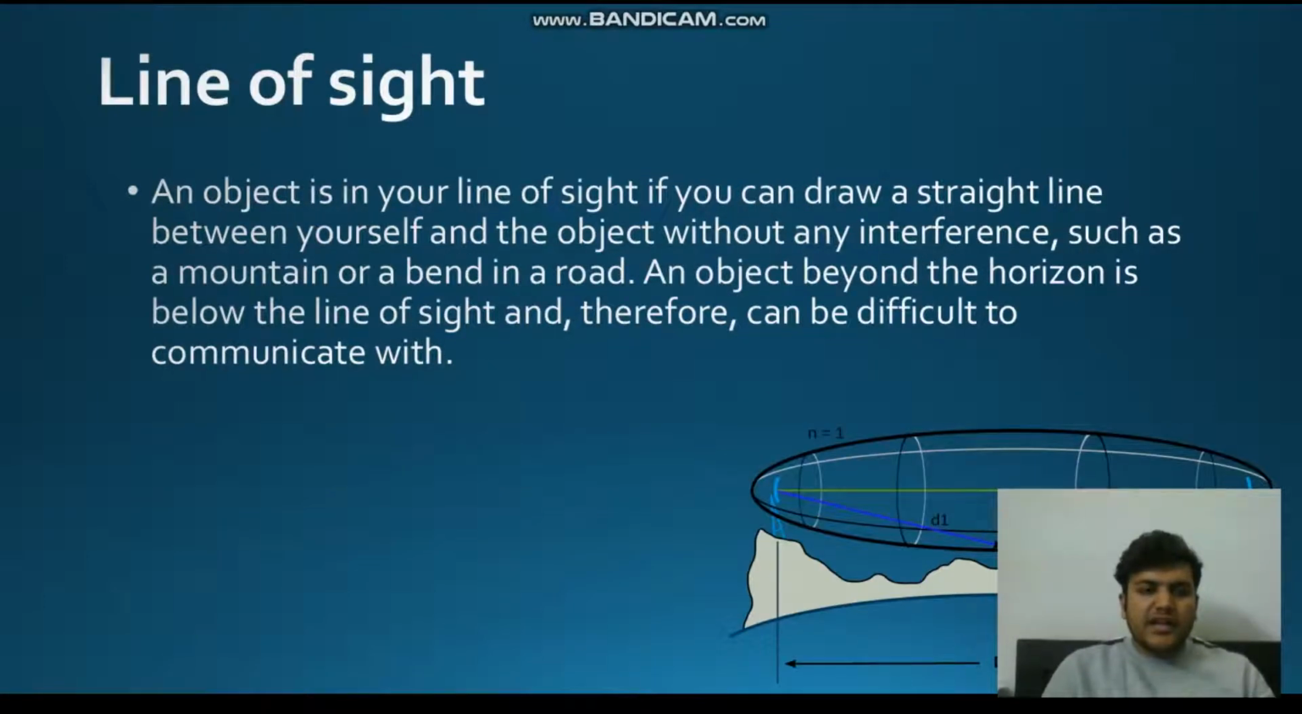Now, the line of sight. An object is in the line of sight if you can draw a straight line between you and the object without any interference, such as a mountain or a bend in a road. An object beyond the horizon is below the line of sight, and therefore it is difficult to communicate with it.